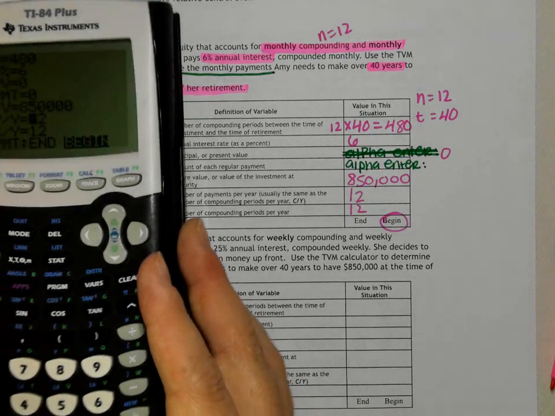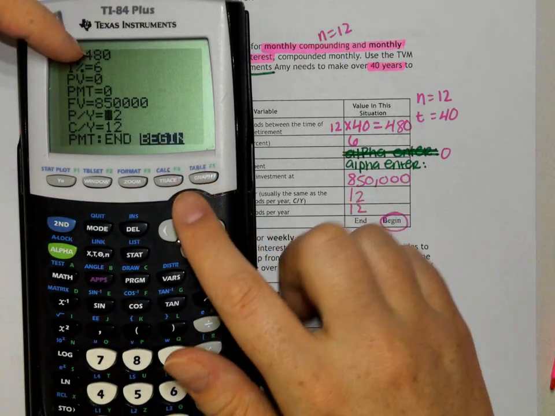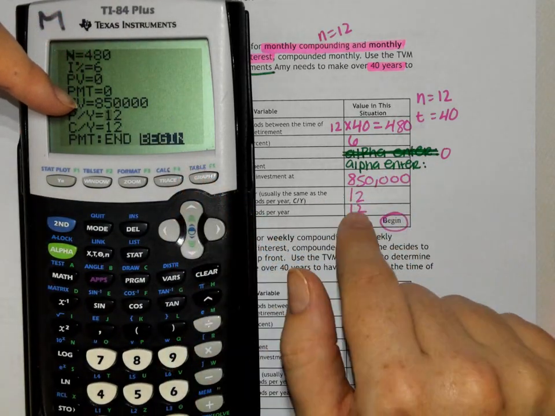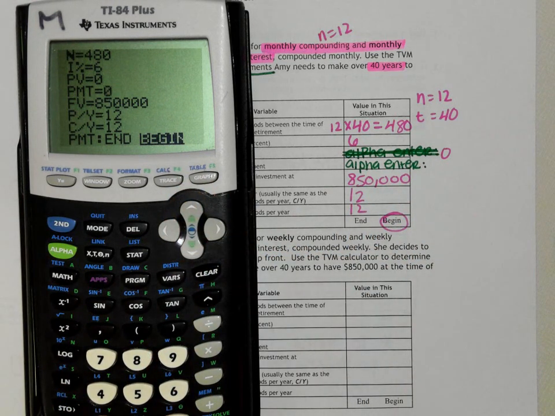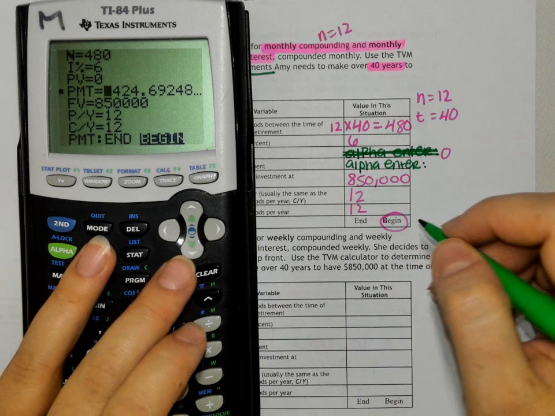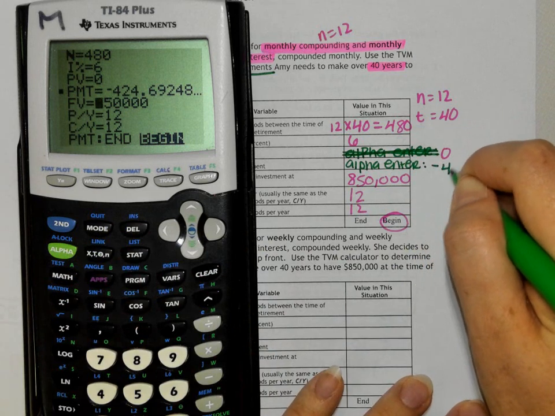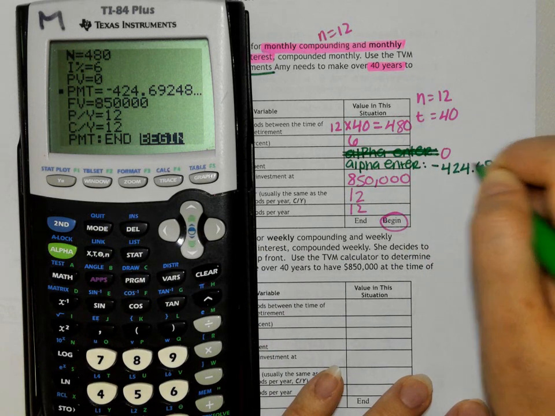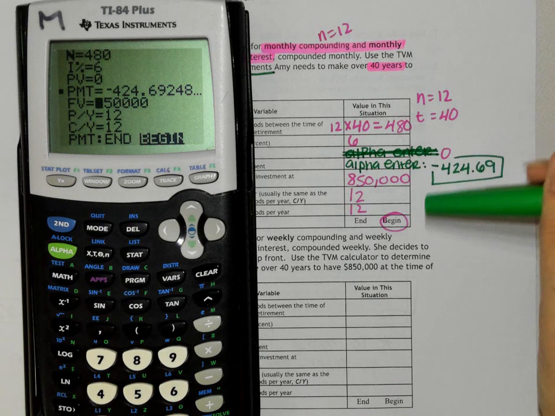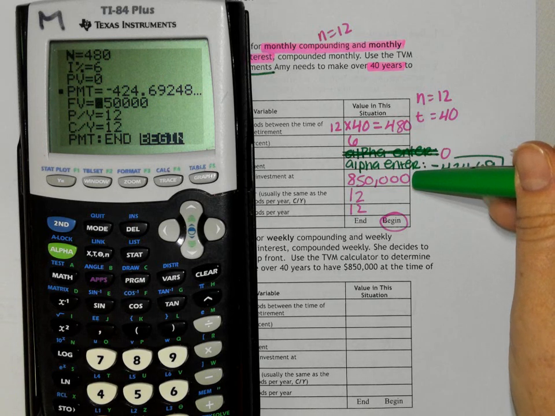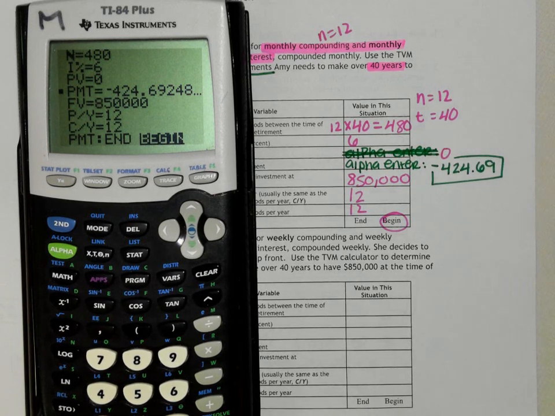Okay. So check that everything matches on your calculator. So we've got 480, 6, 0, 0, 850,000, 12, 12, in beginning. And then what we're solving for is the PMT. So press alpha enter, and then we get this, negative 424.69. So what that means is that this is how much you would have to deposit into the savings account every month in order for it to earn that $850,000 in 40 years.